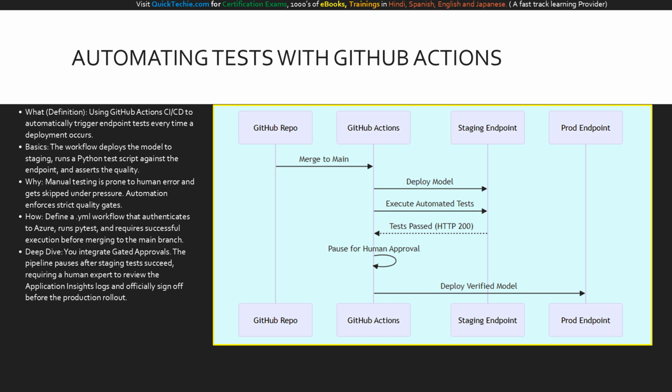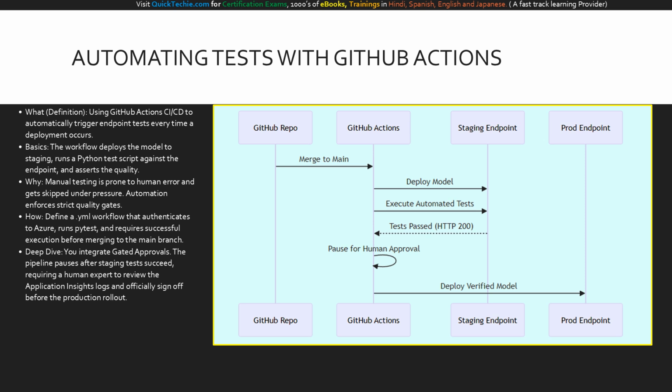For our deep dive, we combine this automation with human-gated approvals. The pipeline runs the tests in staging and then intentionally pauses. It alerts a senior engineer who reviews the Application Insights telemetry. Only when they physically click Approve does the workflow deploy the model to production.